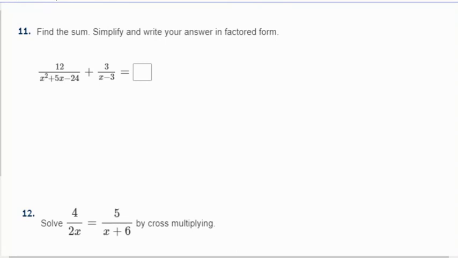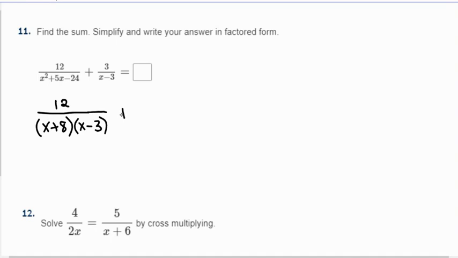Okay, our next problem, again, we want to find the sum. In order to find the sum, we need to factor so that we can get common denominators. Okay, so I'm going to take this first fraction, 12 over x squared plus 5x minus 24, and factor the denominator into x plus 8 times x minus 3. Okay, because 8 times negative 3 multiplies to negative 24, and 8 minus 3 combines to positive 5.